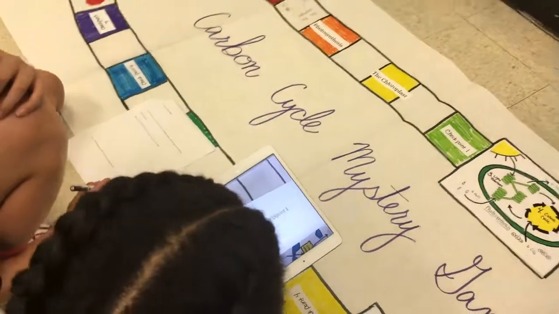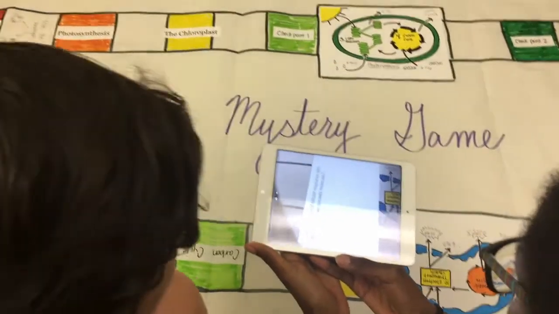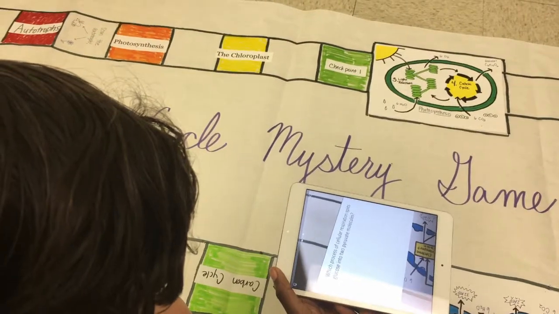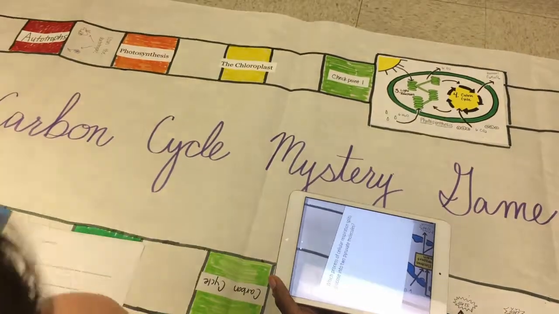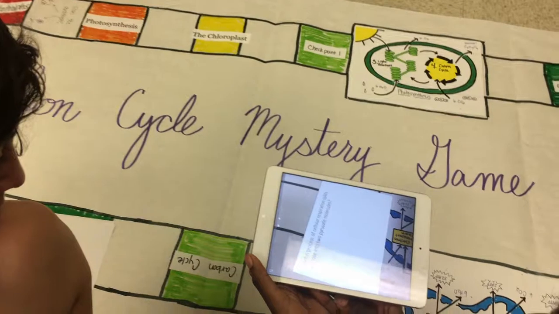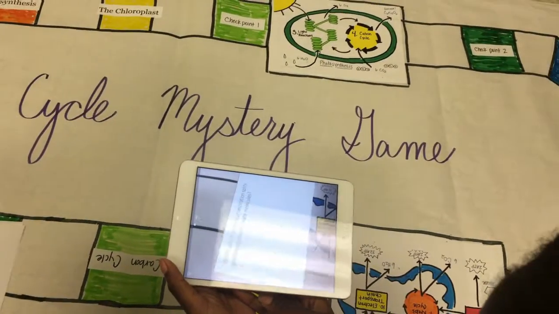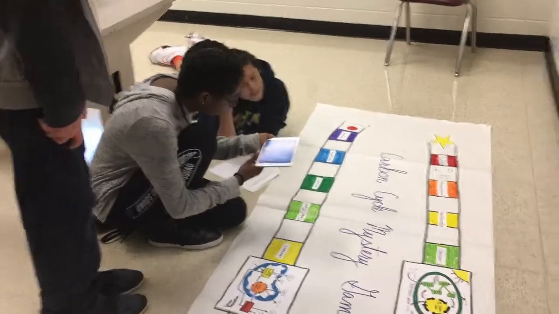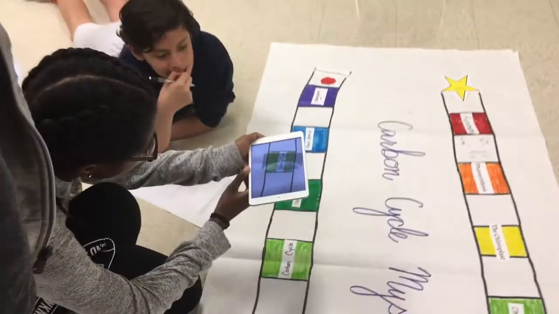All right, guys, looks like we're on checkpoint 4. Which process of cellular respiration splits glucose into 2 pyruvate molecules? What do we think? Okay, guys, let's figure out where all of this fits together.